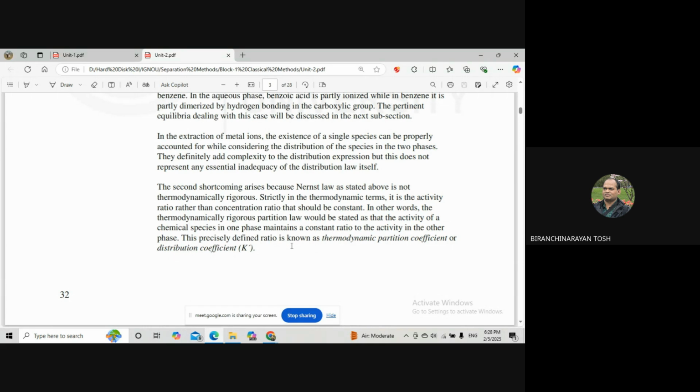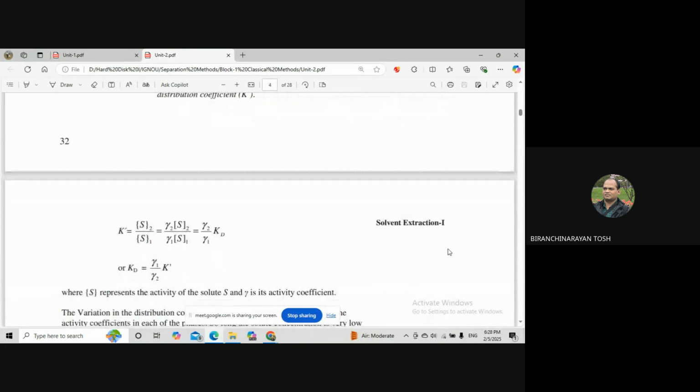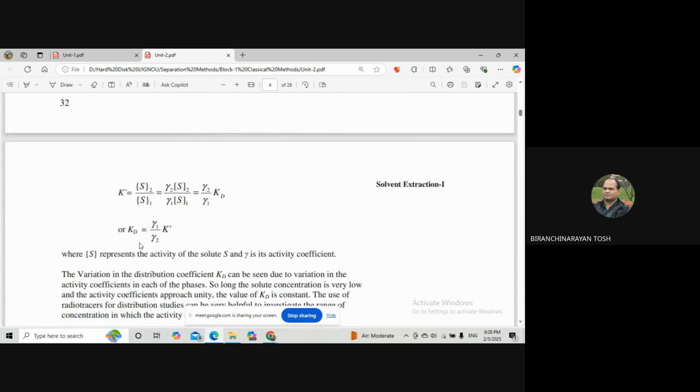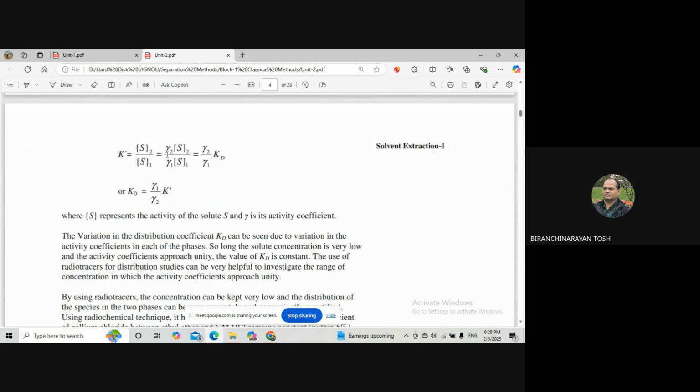This precisely defined ratio is known as the thermodynamic partition coefficient or distribution coefficient. We are giving the activity: the solubility, that means concentration of solute, multiplied by the activity coefficient. So here curly bracket S represents the activity of the solute, and gamma is the activity coefficient. So multiplying concentration by the activity coefficient, you will get the activity.